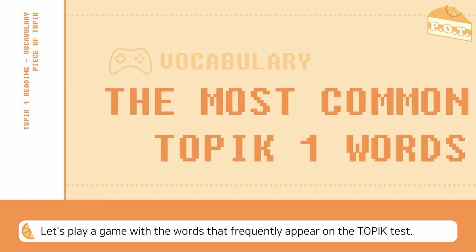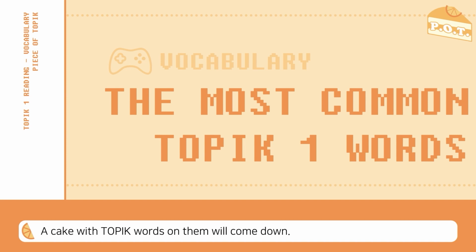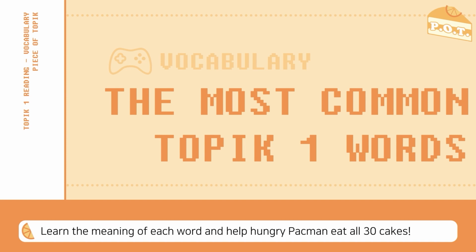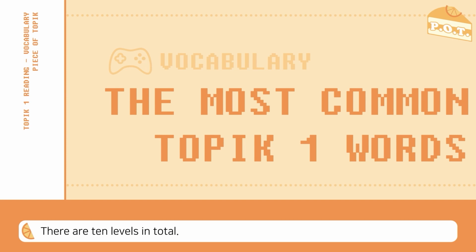Let's play a game with the words that frequently appear on the topic test. A cake with topic words on them will come down. Learn the meaning of each word and help Hungry Pac-Man eat all 30 cakes. There are 10 levels in total. If you complete all 10 levels, topic will be a piece of cake for you. Let's get started. Ready? Go!